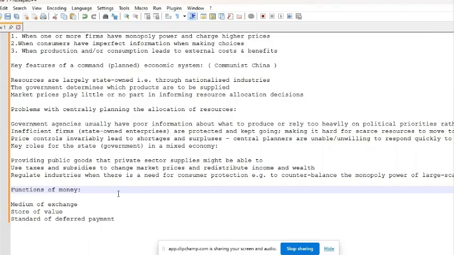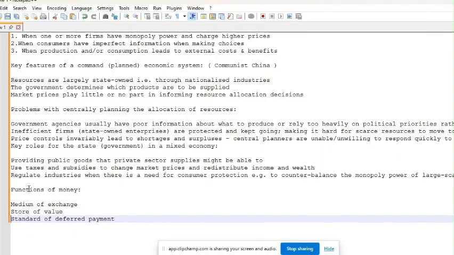So functions of money, this is very simple. It's a medium of exchange, store of value, and standard of deferred payment.